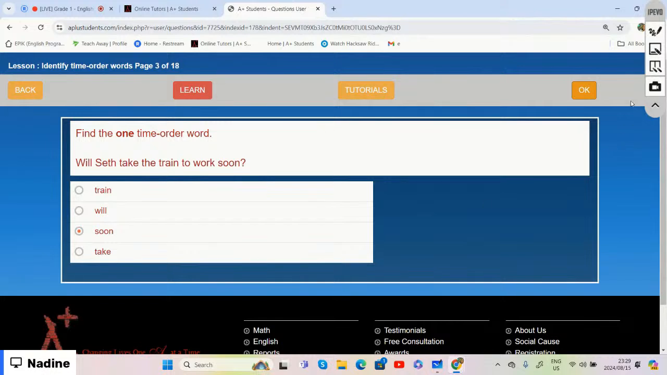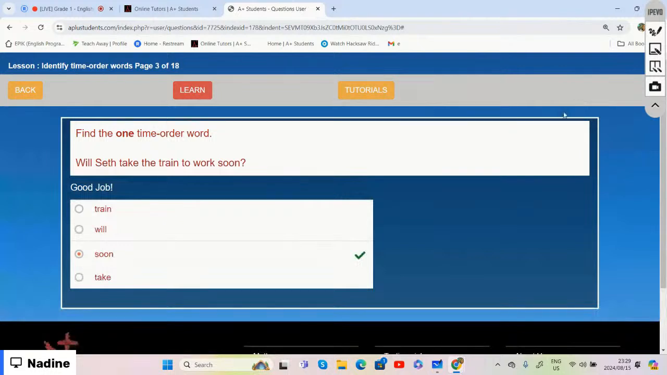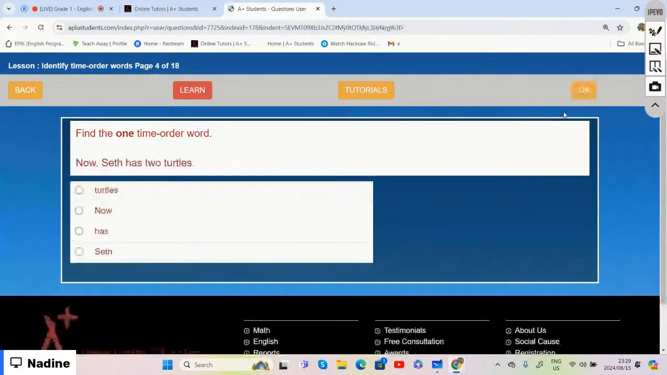All right, so soon it is. All right, now Seth has two turtles.